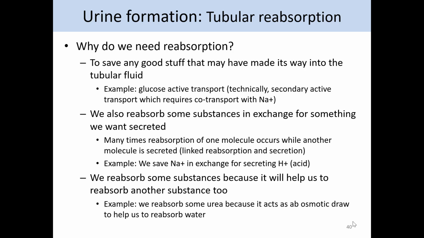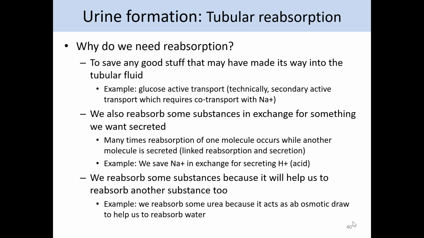Another reason we perform tubular reabsorption is because sometimes we will reabsorb a substance in order to exchange it for something that we want secreted. So we link the process of reabsorption and secretion. An example of this is sometimes we will save sodium in exchange for secreting hydrogen ions, which are acidic. In other words, we want to secrete the acid, the hydrogen ions. And one of the ways we can do this is by exchanging it for the sodium ion. So we reabsorb sodium while secreting hydrogen ions.